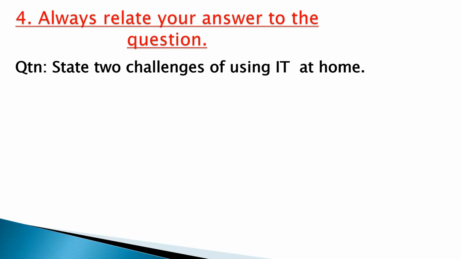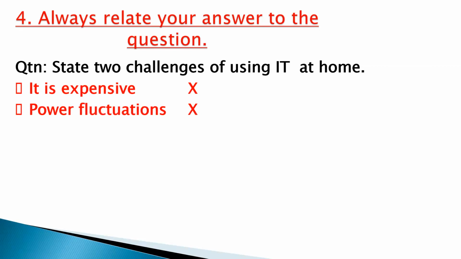I have an example. I say, state two challenges of using IT at home. Someone says it is expensive. The other person says power fluctuation or load shedding. We need to phrase these points in a way that they make sense in relation to the question. We need two challenges of using IT at home. Power fluctuation or load shedding is not coming out as a challenge.